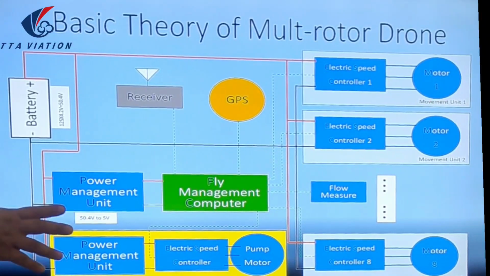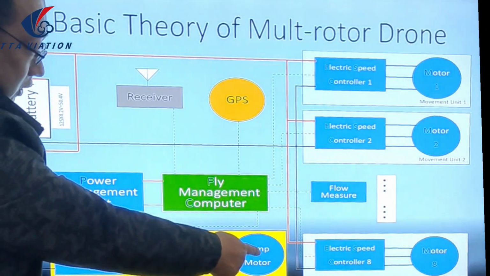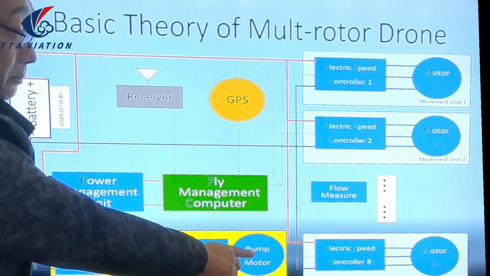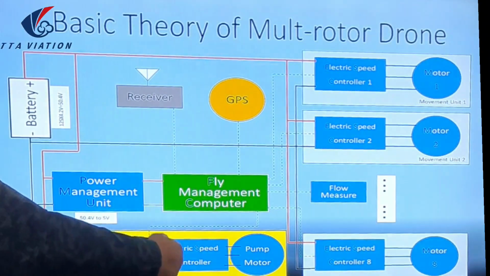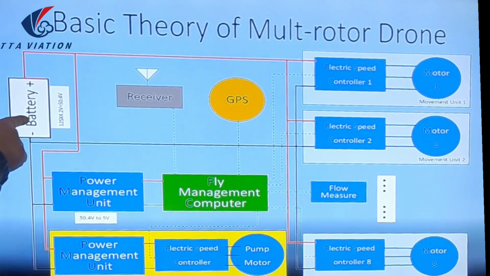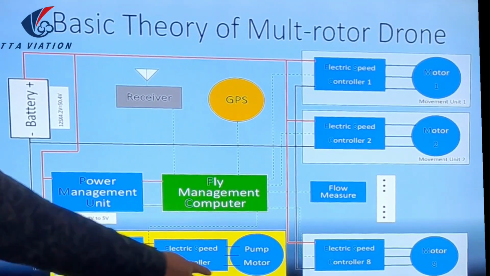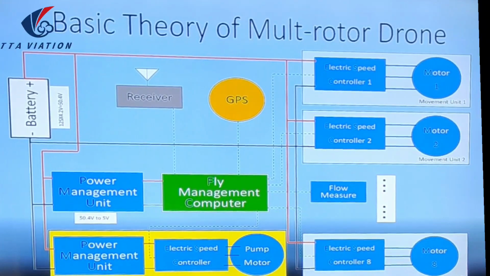Because after we read the manual and the instruction file of this unit, this ESC and the pump for supplying water from the tank, this part's working voltage is 12 volt. So we use another PMU to convert the battery's voltage to 12 volt.